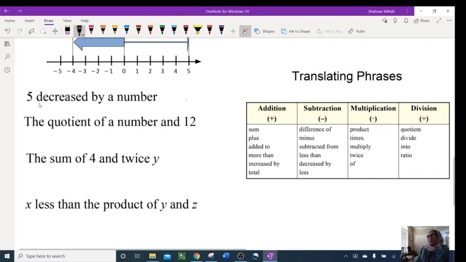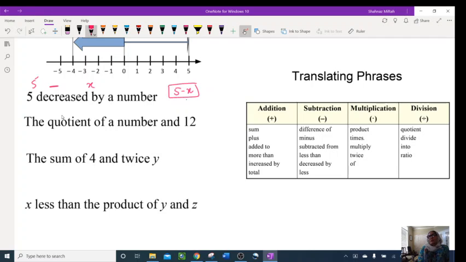Now let's try "5 decreased by a number." So how do I translate this? 5 decreased. I'm going to write in red, 5 decreased means minus, by a number. We can say the number is x. Do you see the operation always goes between the two terms, whether it's addition, subtraction, or multiplication. So this is exactly how the answer looks: 5 minus x.